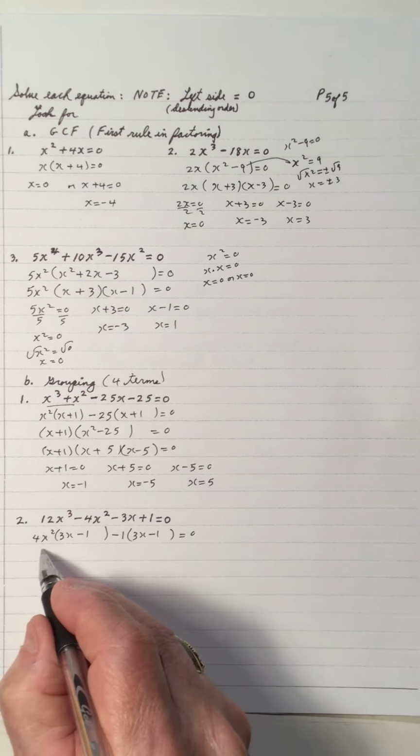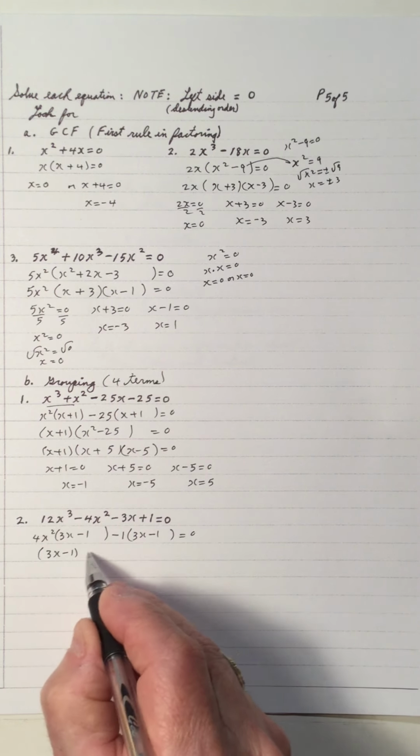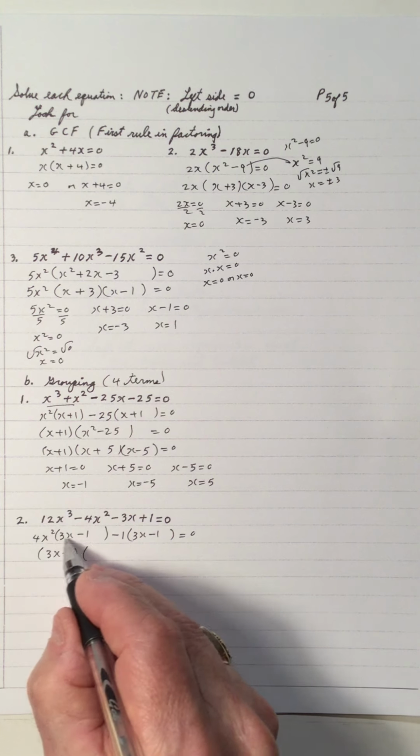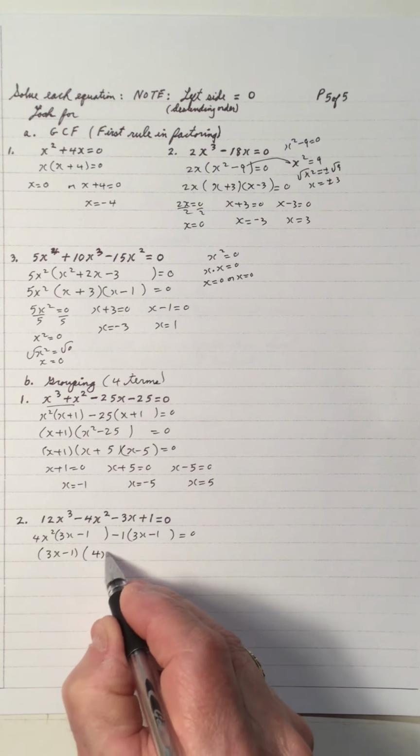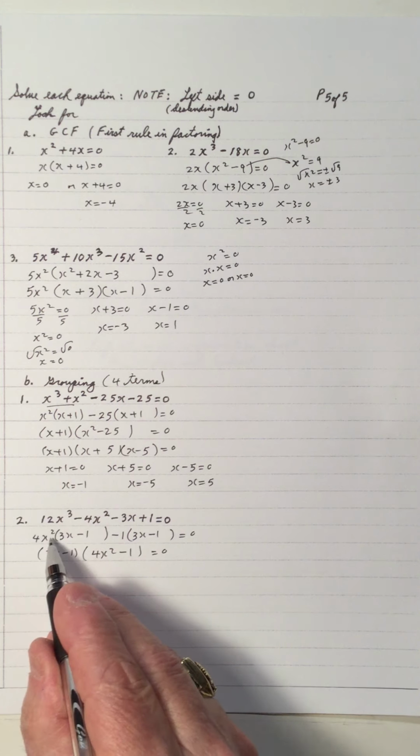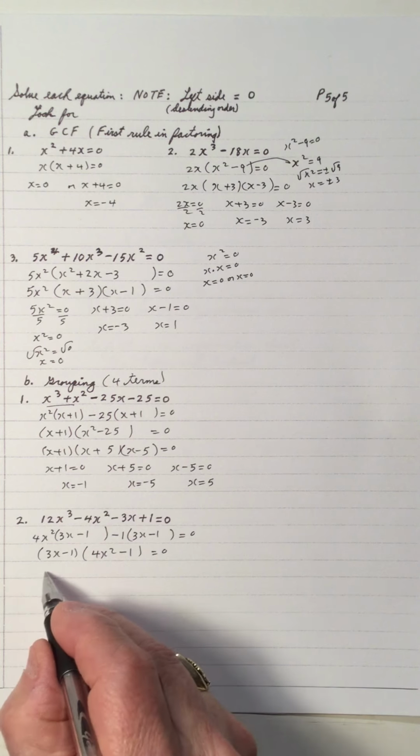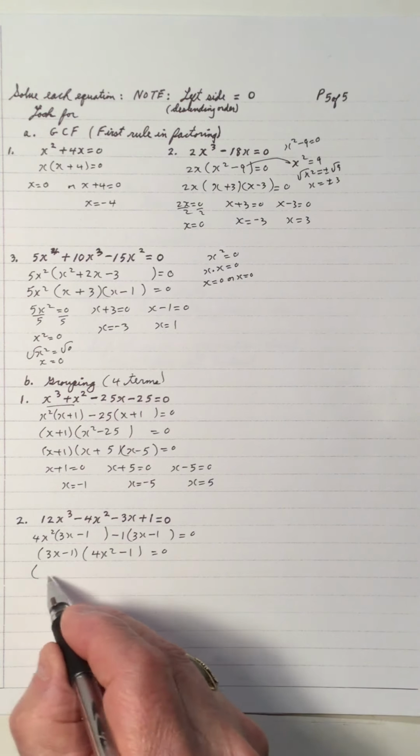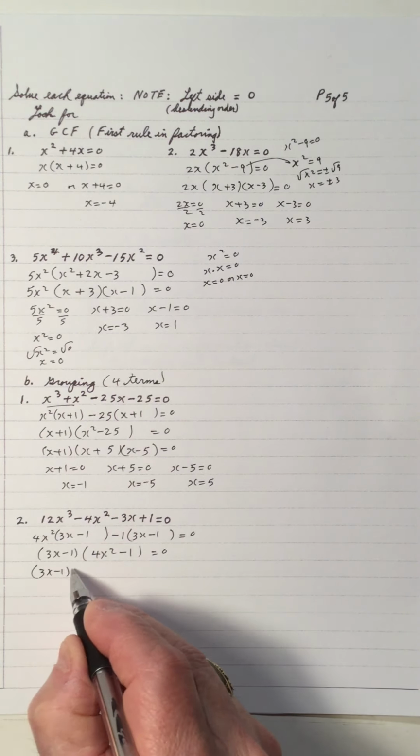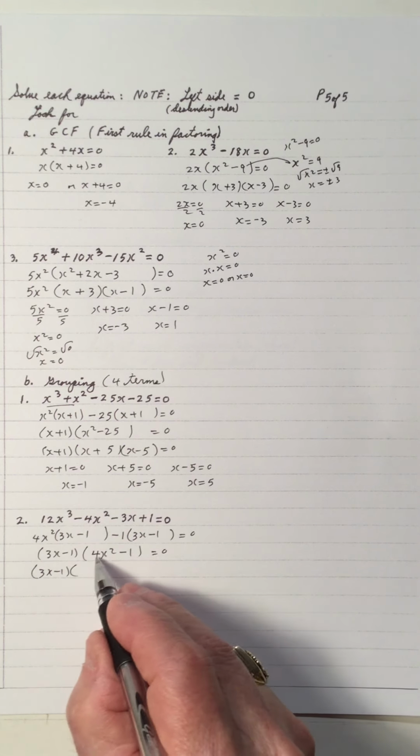And how do I know I'm right? Because both brackets have a 3x minus 1. And what's left? Take that away, I get 4x squared. Take that away, and I get a negative 1. When I say take it away, 3x minus 1 divided into this expression gives you 4x squared. 3x minus 1 divided here gives you negative 1. And again, I got a choice. I see the difference of 2 squares. That's 1 squared, and that's 2x squared.